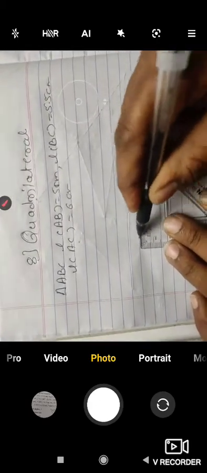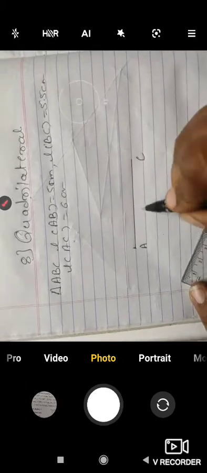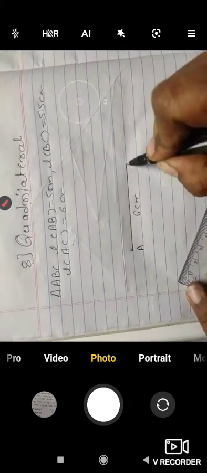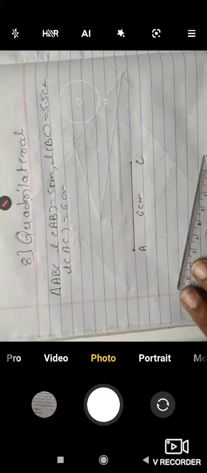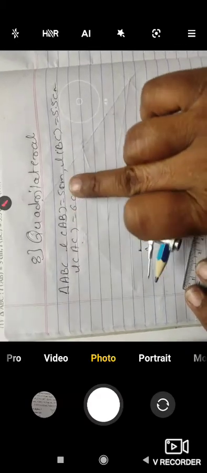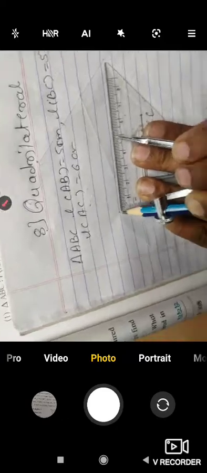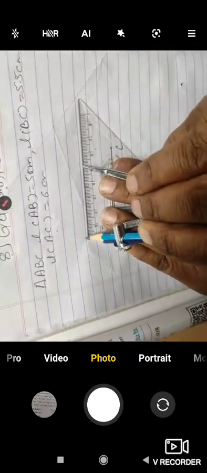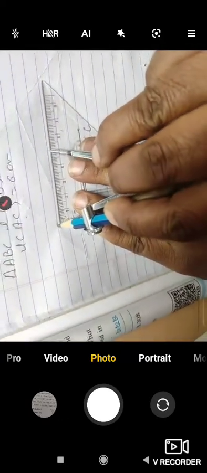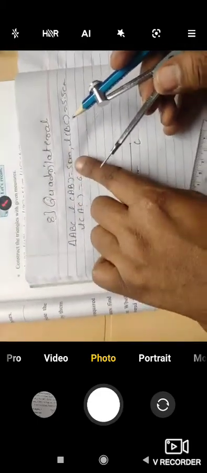Why did I take 6 centimeter? Because it is the longest side. So here it is AC, its measure is 6 centimeter. Use pencil, all of you. Now I will take AB equal to 5 centimeter in my compass. I take a distance of 5 centimeter in my compass, and if you see here, its measure is 5 centimeter. I taught you how to hold this pencil and how to adjust it. Okay, now AB is equal to 5 centimeter.